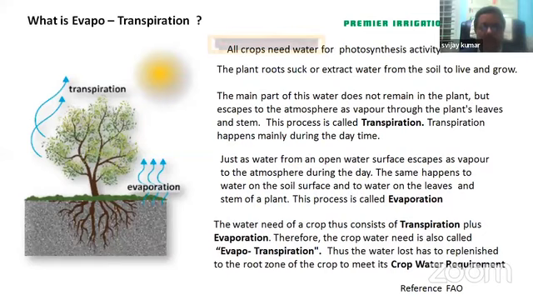And just like how water will evaporate from an open surface, similarly the same thing happens on the leaf surface. You know that the leaves have small openings called stomata, and from the stomata the water is going to evaporate. So the sum total of transpiration plus evaporation is known as evapotranspiration, which is actually an indirect way in which we are going to get the water required by the crop, because the crops will not be able to tell you how much water is required.